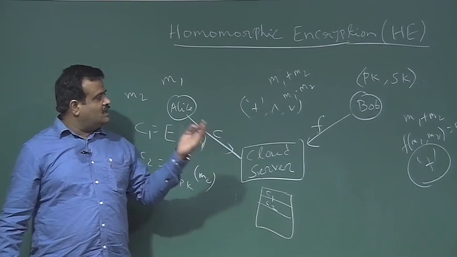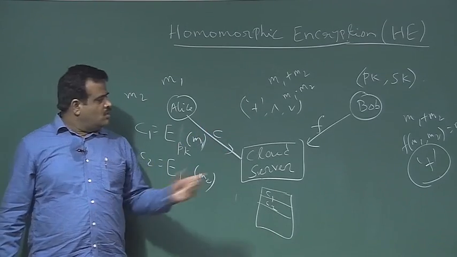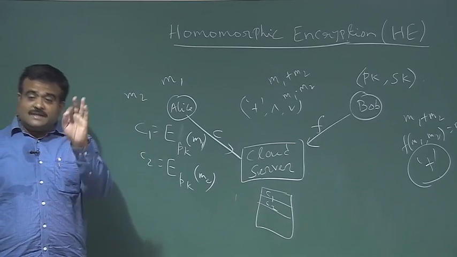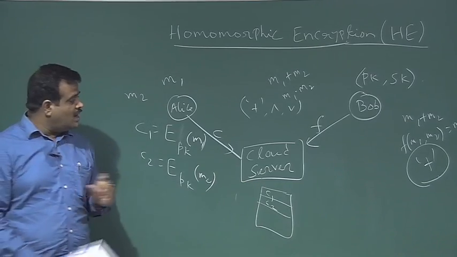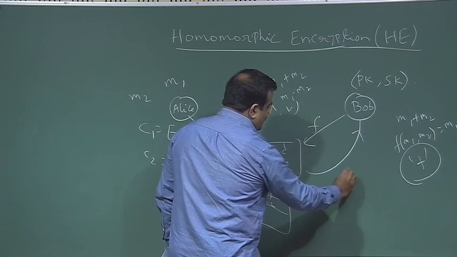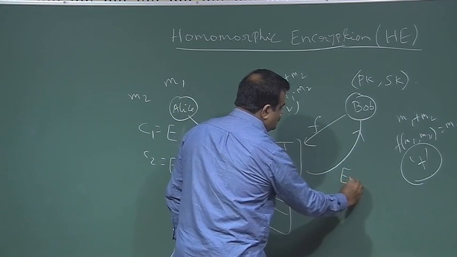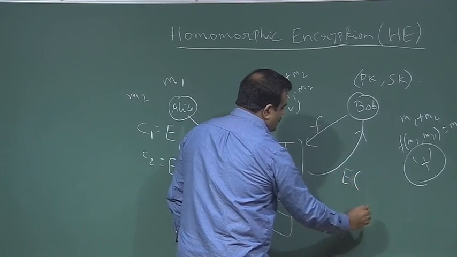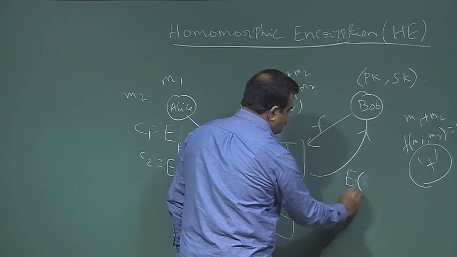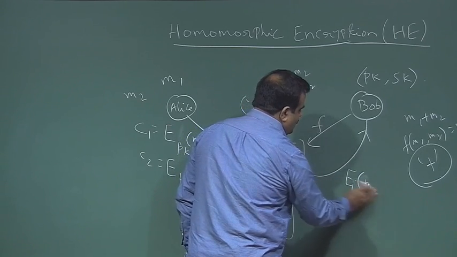Instead of calculating this F of M1, M2 ourselves, we ask the cloud to do that and send us the encrypted version of F of M1, M2. So we want the cloud to send us the encryption, using Bob's public key, of F of M1, M2.